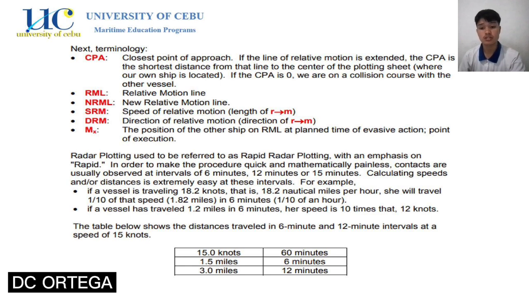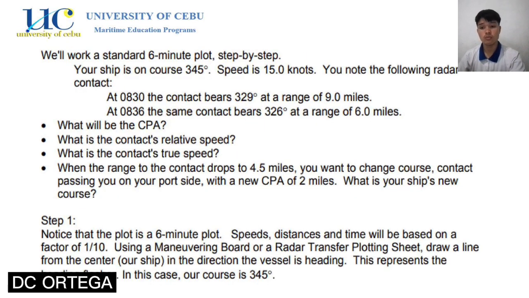If a vessel is traveling 18.2 knots, that is 18.2 nautical miles per hour. So she will travel 1/10 of that in 6 minutes, which is 1.82 miles. If a vessel has traveled 1.2 miles in 6 minutes, her speed is 10 times that, so that is 12 knots. The table below shows the distances traveled in 6 minute and 12 minute intervals at a speed of 15 knots. So we'll work a standard 6-minute plot step by step.